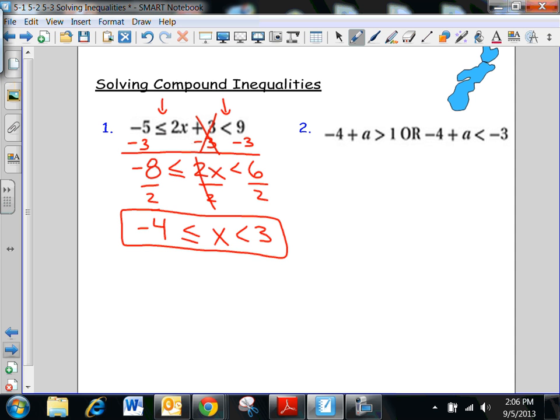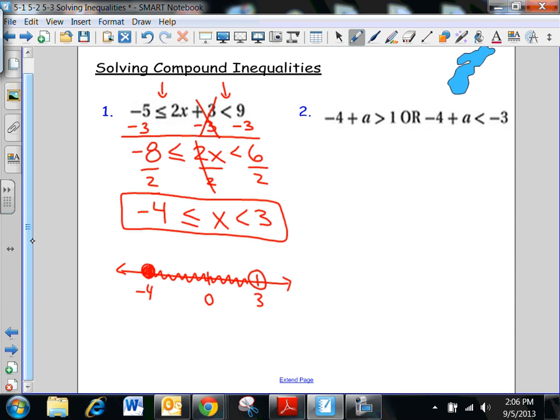As a graph, this would look like this. Quickly I would have negative 4, 0, 3. I would have a closed dot on negative 4, an open dot on 3, and everything in between would be shaded. The interval notation would be bracket negative 4, comma 3, parenthesis for that problem.